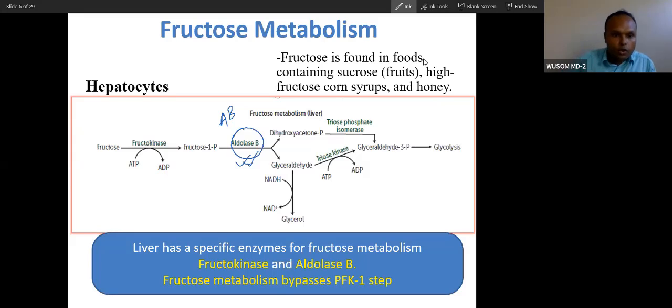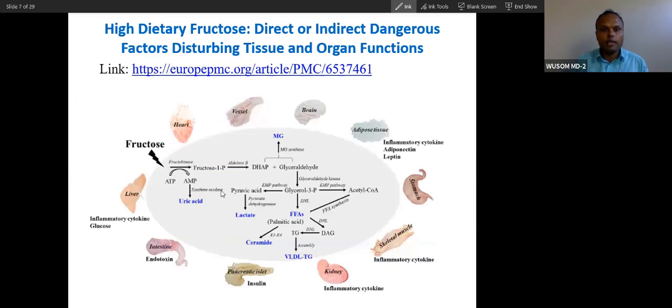So the liver has specific enzymes, fructokinase and aldolase, for metabolism. We have already done this, and it makes fructose metabolism bypass the PFK1 step, which is a regulatory step. Metabolism of fructose is like an uncontrolled vehicle, a vehicle with brake failure. You can imagine a vehicle which has no brakes. It will cause accidents. So you can see many accidents.